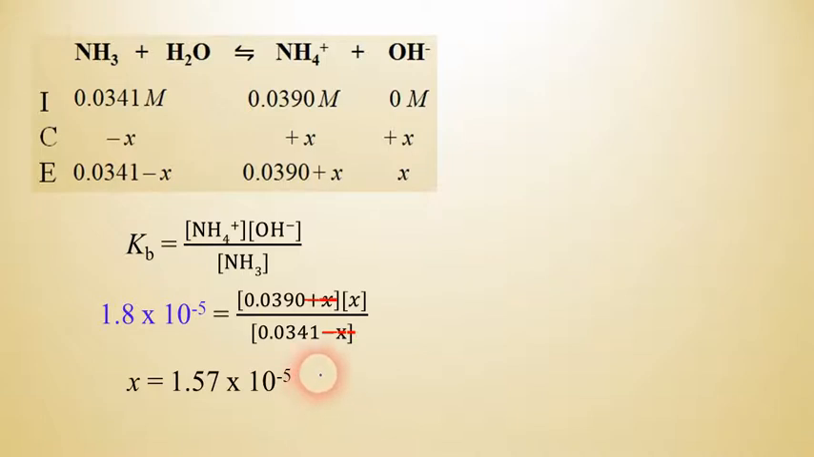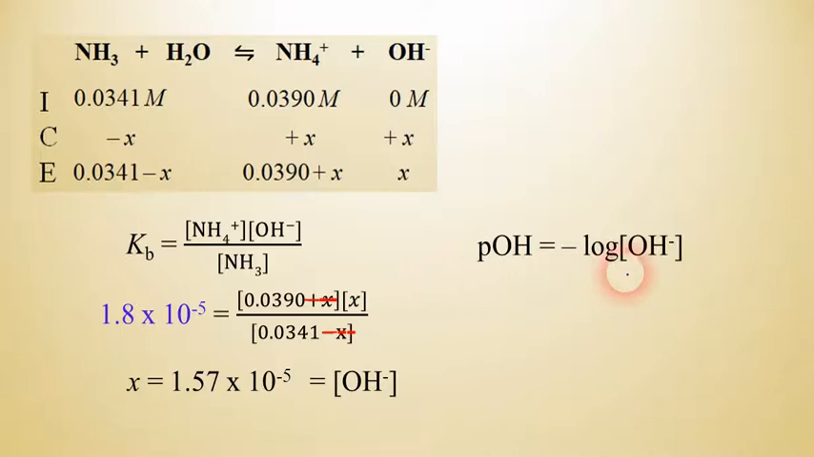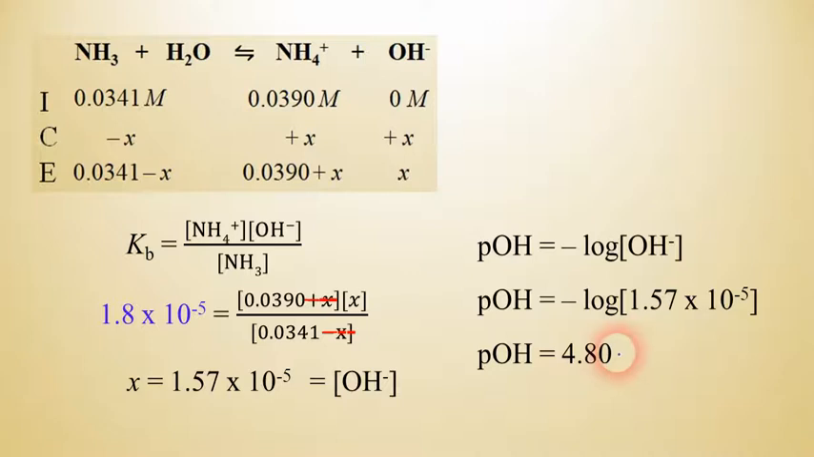Now looking back to our ice box, we can see that the significance of x is that that is the hydroxide ion concentration. And if we know the hydroxide ion concentration, then it's pretty easy to take negative log of that and find the pOH. So we can do that, and the pOH is about 4.80. And at this point, all we have to do to find pH is just subtract that number from 14. So when you do that, we get that the pH is about 9.20. And that makes sense because it should be a basic pH, and this is on the basic side.